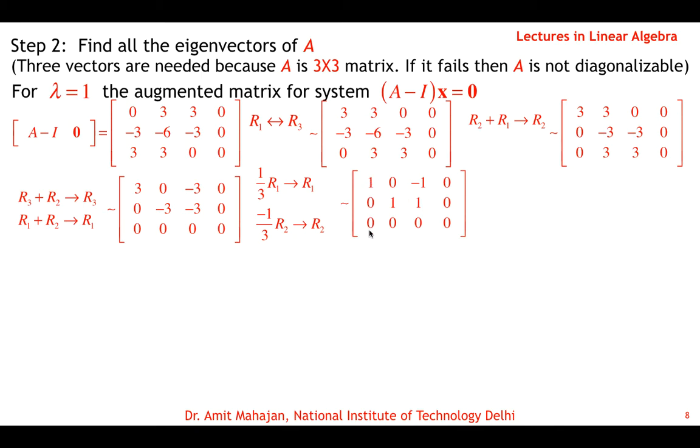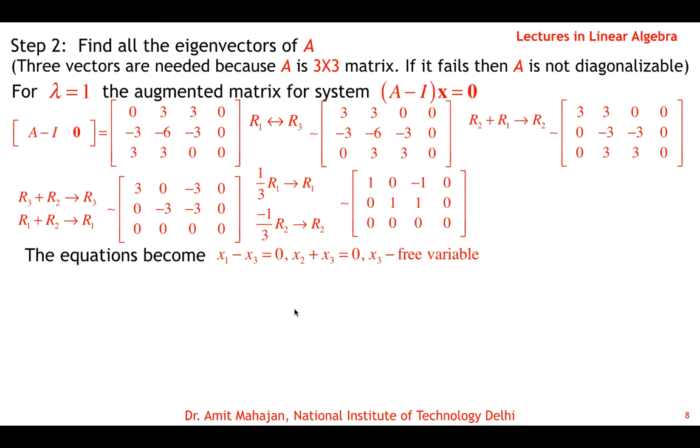Clearly the first column, which is linked to the x1 variable, can be calculated in terms of x3. Similarly, x2 we can find in terms of x3. Okay, so we have from the first equation x1 minus x3 equals 0, and from the second x2 plus x3 equals 0, and x3 is a free variable. So one free variable gives one vector.